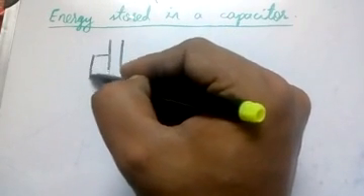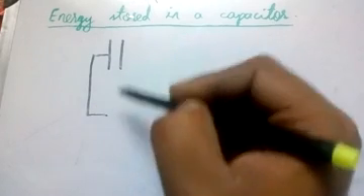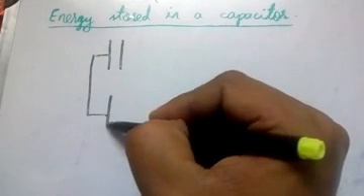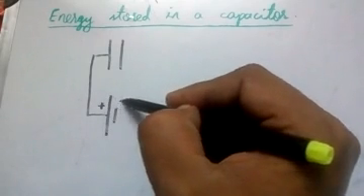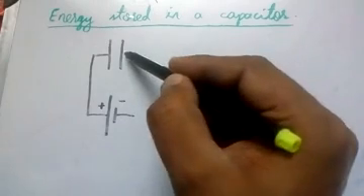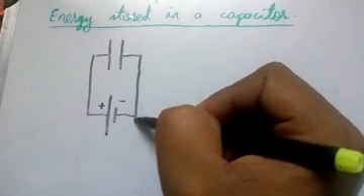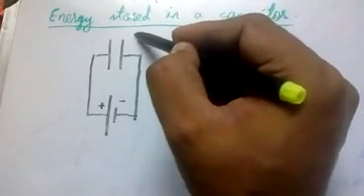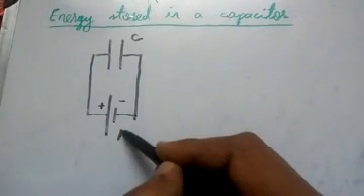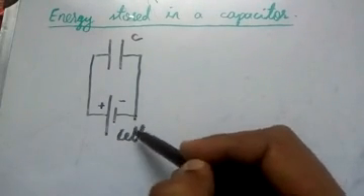Then you connect it to a battery. The battery symbol, or cell symbol, is different. It is a long line and a short line. Long line is positive, short line is negative. Then you connect it this way. Now, this is a capacitor, capacitance C, and this is a cell, or we can say battery also.